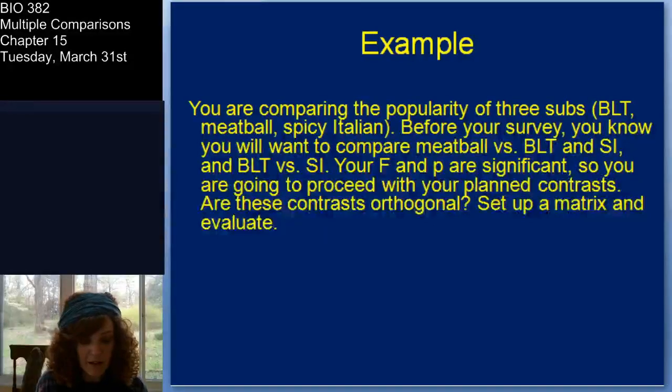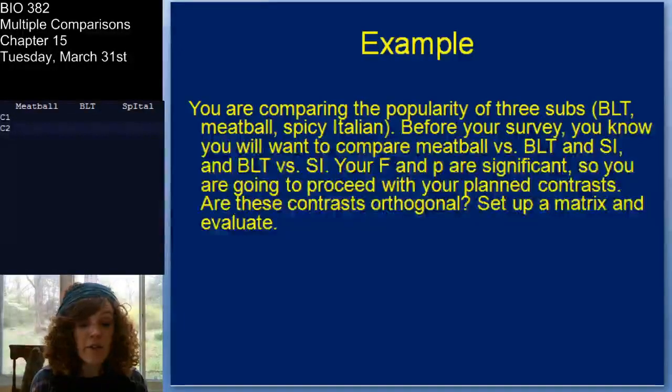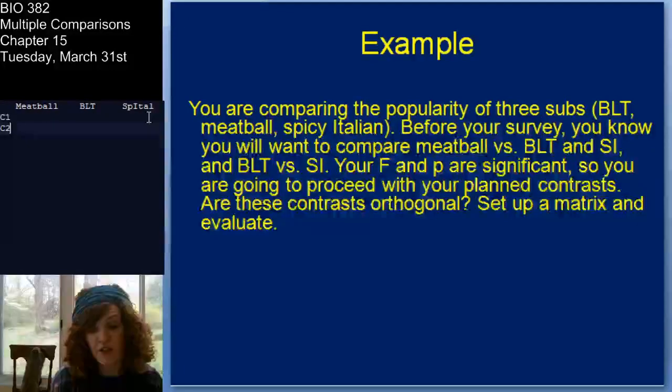Okay, so let me put this on our little blackboard up here. So, a key. Let's create a table. So let's say we're going to do meatball, and here we're going to do BLT, we're going to do spicy Italian. So I'm only interested in these two contrasts. So contrast 1 and contrast 2. You can really only do 2 contrasts here because you have p minus 1 groups. 3 groups, 3 minus 1 is 2.